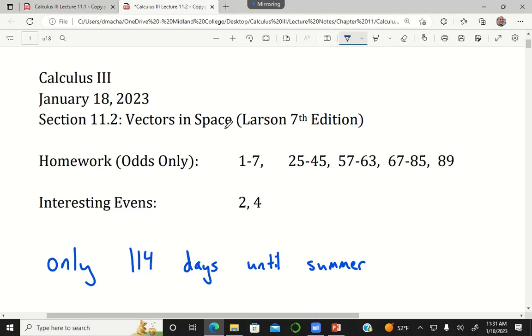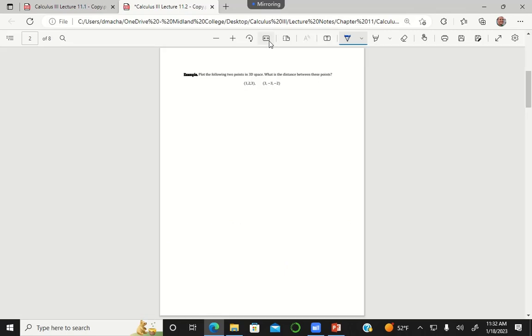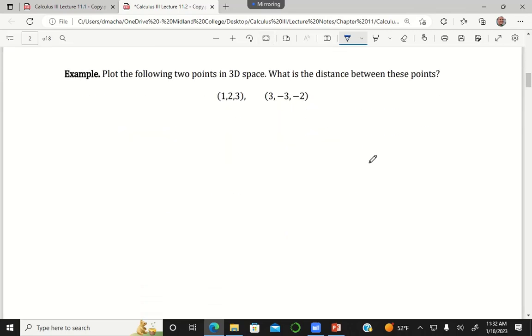Okay, I'm assuming everyone has copied down the homework problems. Okay, so we're going to plot these 2 points in three-dimensional space, and then we're going to figure out what the distance is between these points.